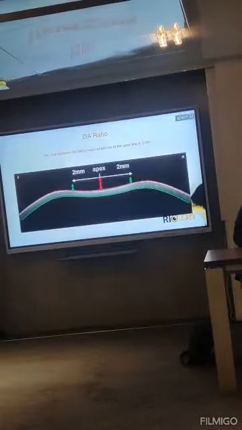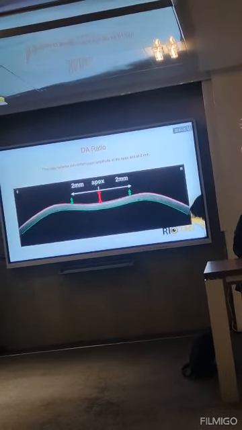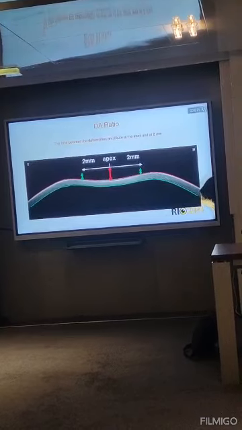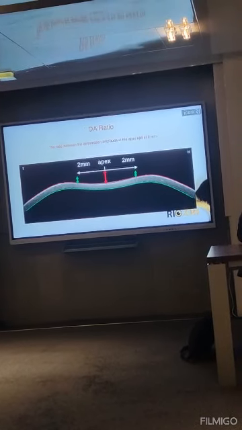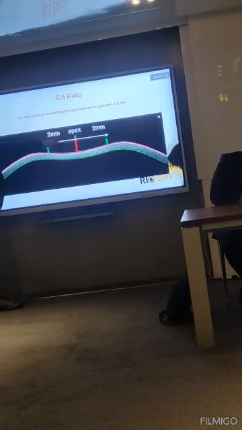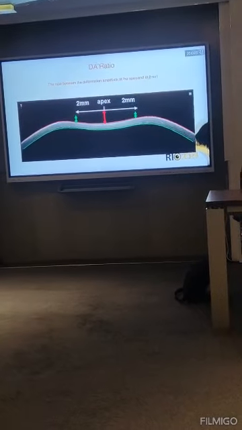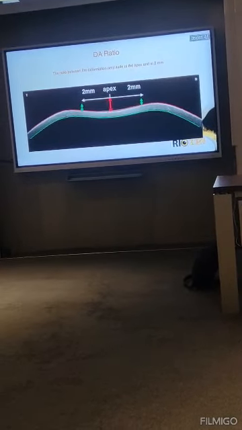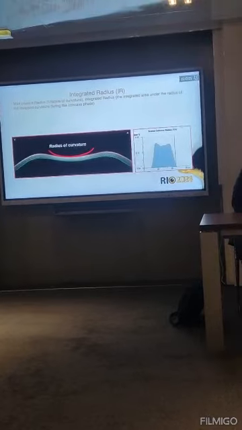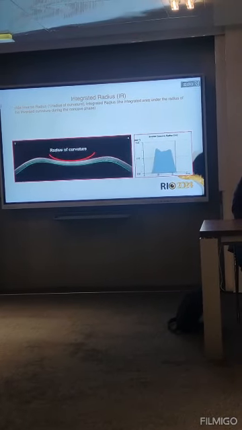First, the DA ratio. The DA ratio is just a ratio between the deformation occurred at the apex and 2 millimeters to the nasal and temporal from this area. So it's initially a ratio. This is the movement in the apex, and this is the movement 2 millimeters to nasal and temporal from the apex. The ratio between them is the DA ratio. Then the radius of curvature, based on the inverse radius.